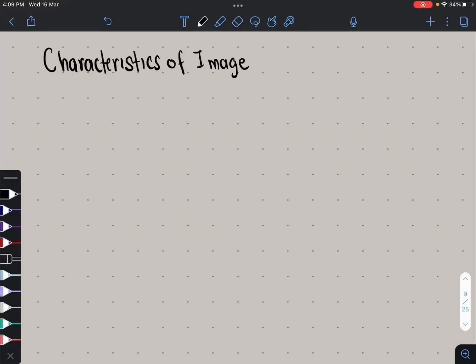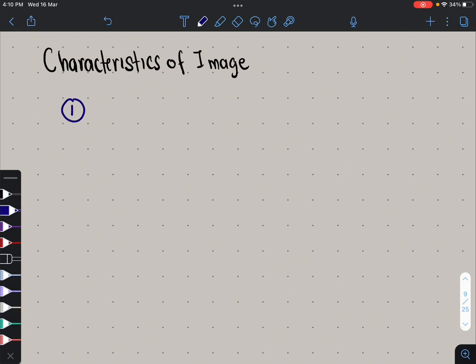Okay, Assalamualaikum and hi. So in this video, we are going to look at the characteristic of image. In our previous video, I have taught you how to sketch the ray diagram in order to see the formation of image. Okay, so based on that formation of image, you can deduce the characteristic of image. Okay, so we can classify the characteristic of image into three parts.